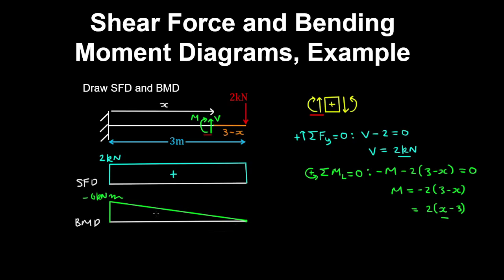And note that we draw hogging moments, which are negative, at the top of the beam, and positive sagging moments on the bottom of the beam. Because remember that when a beam hogs, you get tension in the top of the beam, and that's where we'd put our reinforcement in a concrete beam.